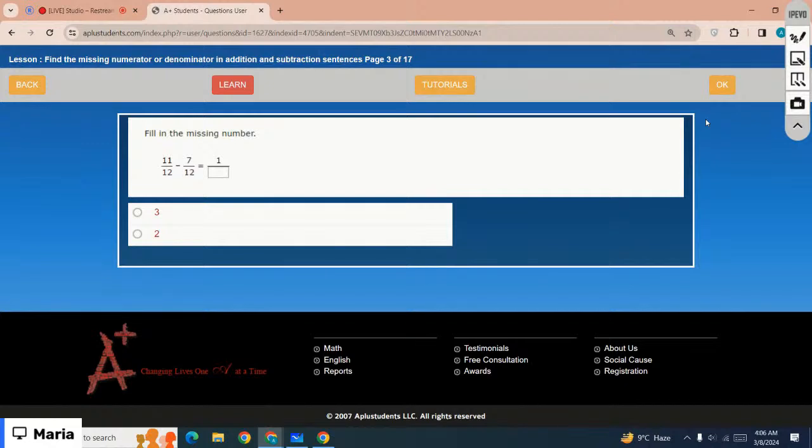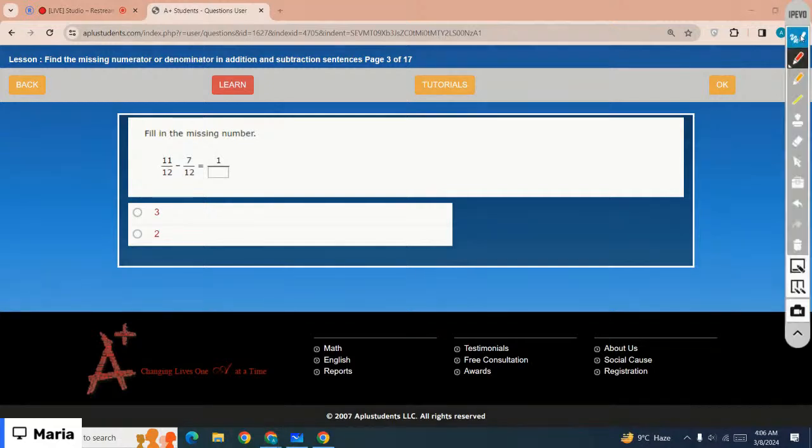Yes, that is 1 over 3, right? Because they have the same denominator, you simply have to subtract their numerators. So 11 minus 7 is 4. That is 4 over 12. So 4 times 1 is 4 and 4 times 3 is 12. So the missing number is 3. Got it? Very good. The correct option is 3.